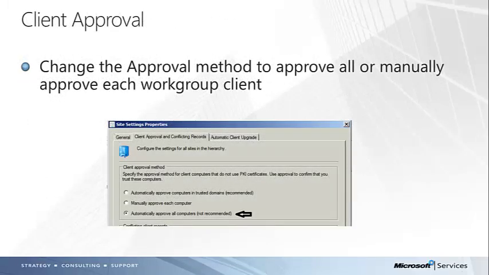Client approval, as I was saying: by default, the first option, which is automatically approve computers in trusted domains, is selected, and that will not work for the workgroup machines. If you still want to maintain that option, you have to approve the workgroup clients manually. Or you can change the setting, which is not recommended, but if you want the workgroup clients to get approved automatically, you can select the third option, which is highlighted in this screenshot.